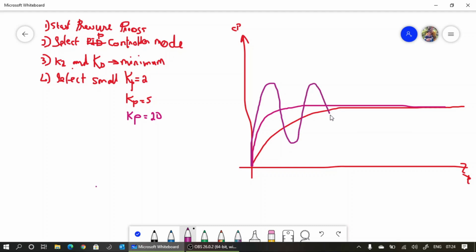You observe a sustained oscillation. So what is happening actually? Corresponding to Kp equal to 20, you have sustained oscillation. From Kp equal to 5 to Kp equal to 20, if you are slowly increasing the Kp value, at Kp equal to 5 there is no oscillation. Then at a particular point, for explaining purpose, say Kp equal to 10, a small oscillation will start.